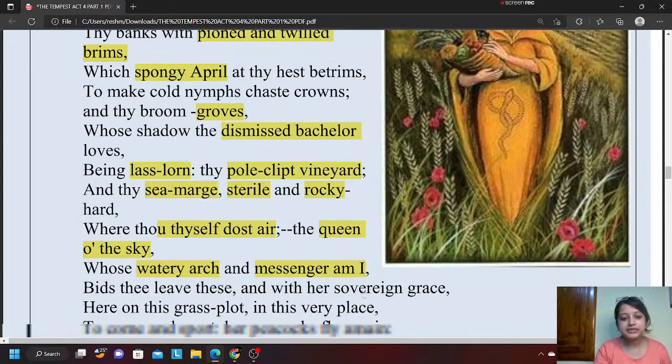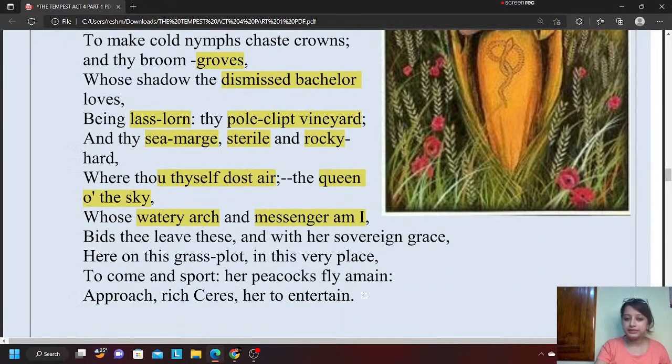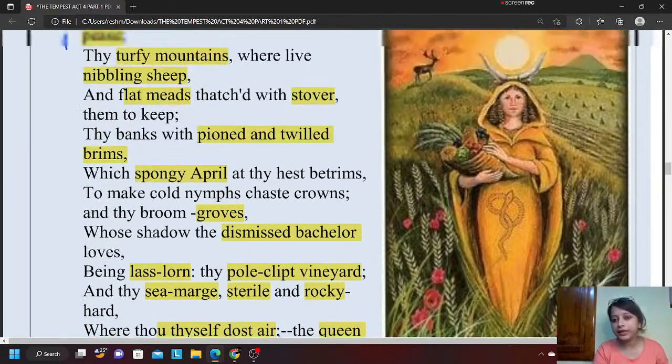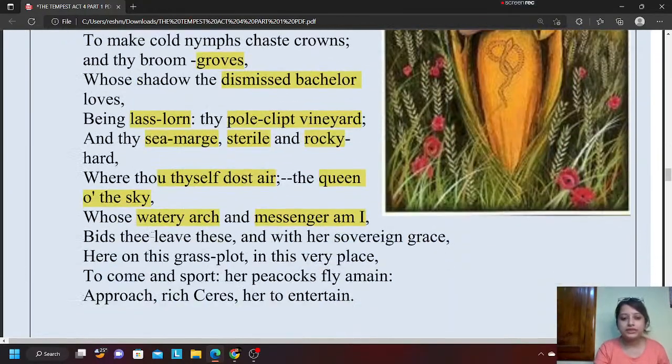Bids thee leave these, that means leave these places. You are here, see, in the middle of all this, on earth. So leave all these things and with her sovereign grace, that is Juno, come here on this grass plot. So this is a plot made, that means this is the place where Prospero wants these spirits to come. So this is the place I want you to come.